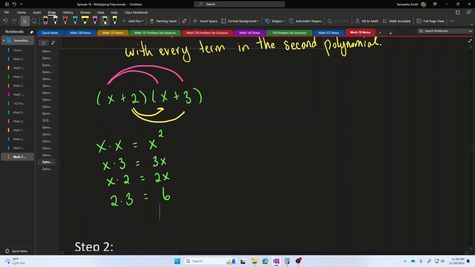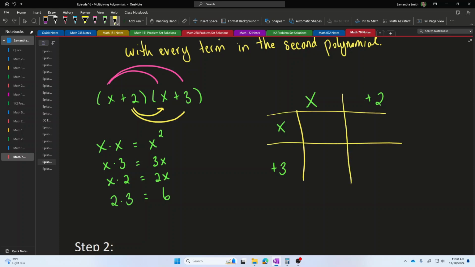Another way that I will see students represent this product is to use kind of a grid that has the two terms of the first polynomial, x and then plus 2, and then x and then plus 3. And then to fill in all the blanks in the grid with the products, x times x becomes x squared, x times 3 becomes 3x, 2 times x becomes 2x, and 2 times 3 becomes 6.